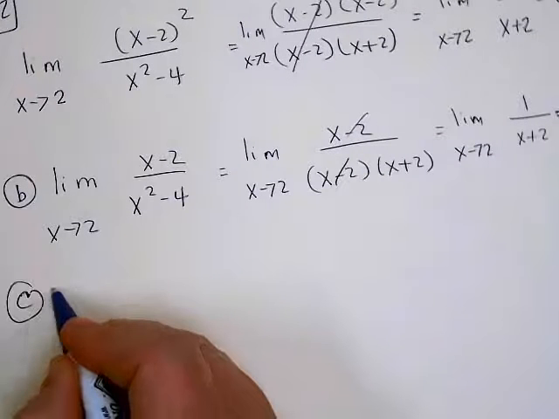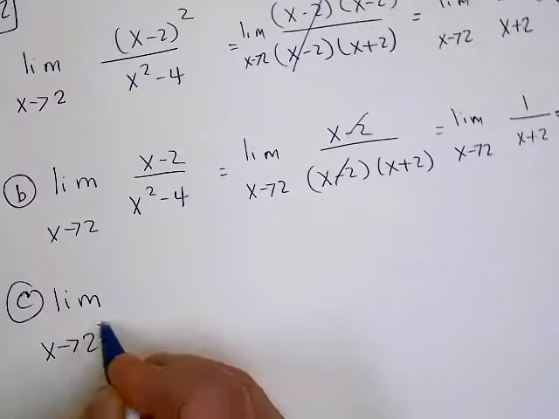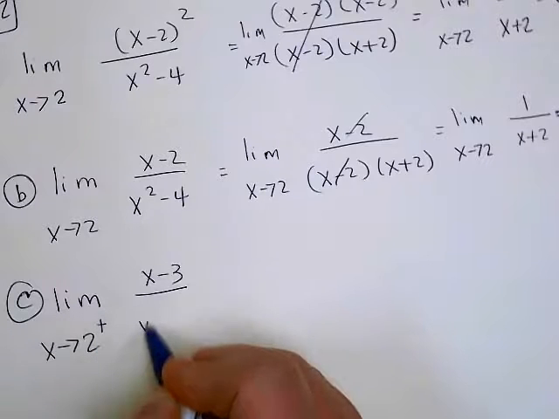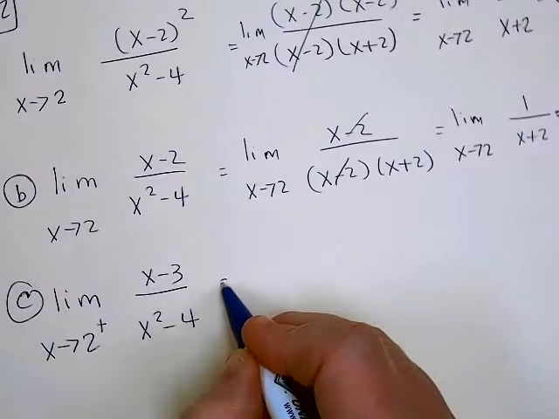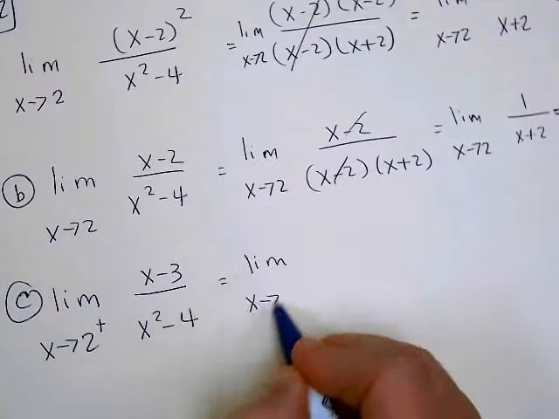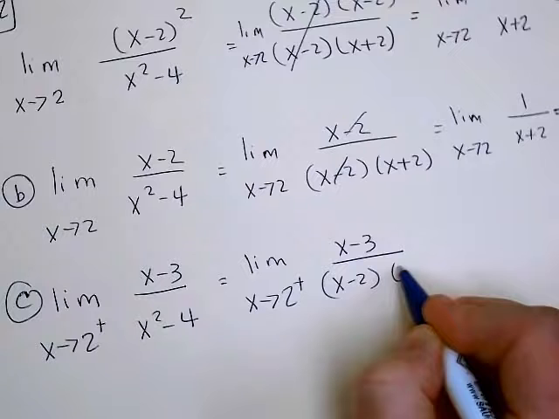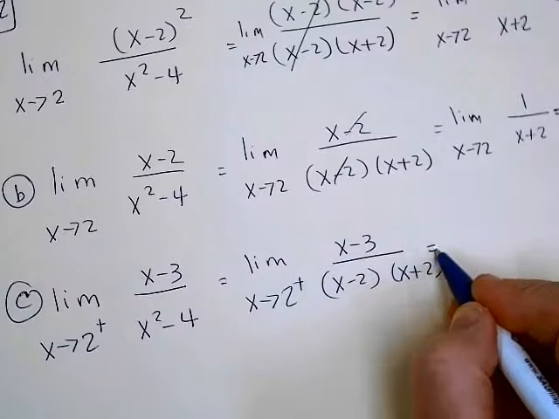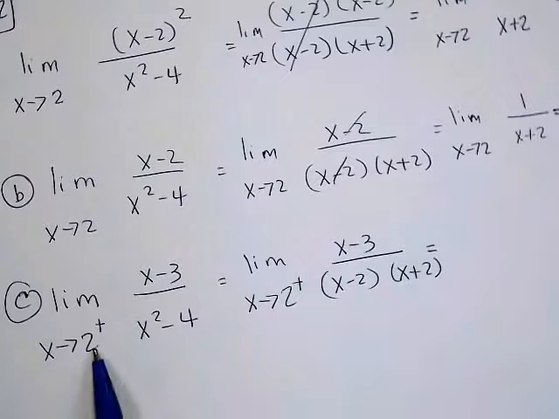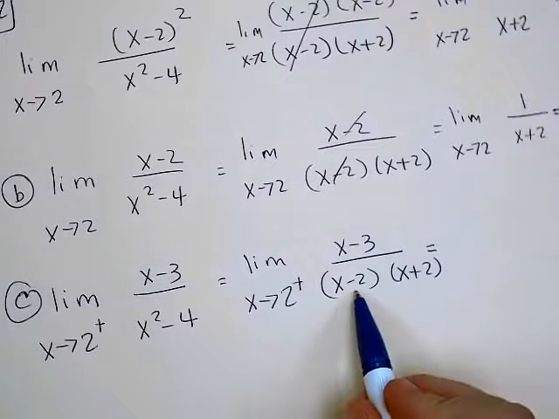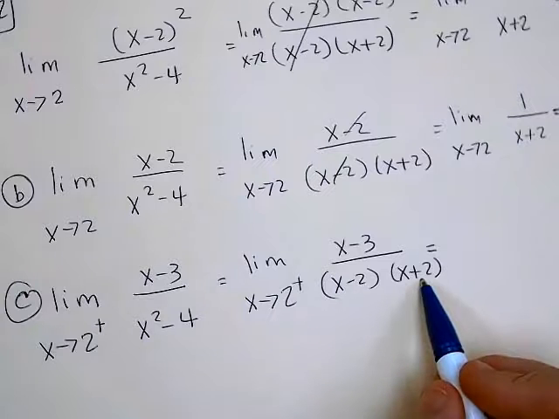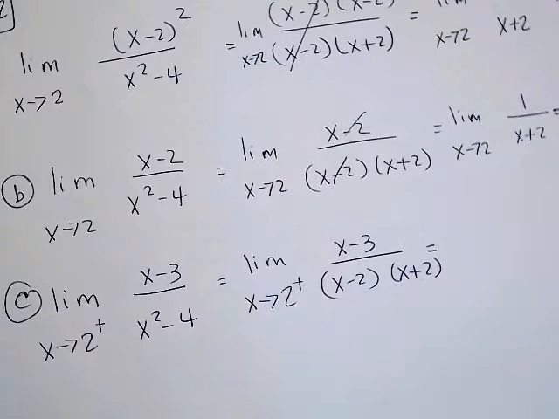Part C, the limit as x approaches 2 from the right of (x minus 3) over x squared minus 4. Well, I'm going to factor that. I'm going to be studying the limit as x approaches 2 from the right of (x minus 3) over (x minus 2) times (x plus 2). Okay, as x gets closer and closer to 2 from the right, it's going to be numbers like 2.1. What's going to happen when it's 2.1? That's going to be 0.1. That's going to be 4.1. These numbers are going to get very, very small.